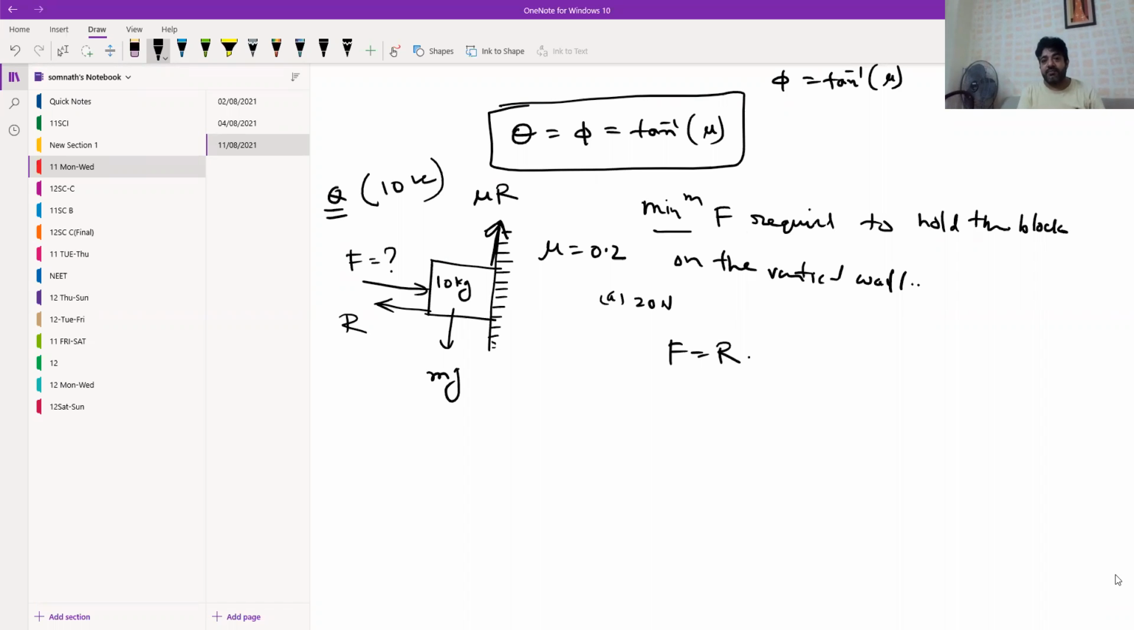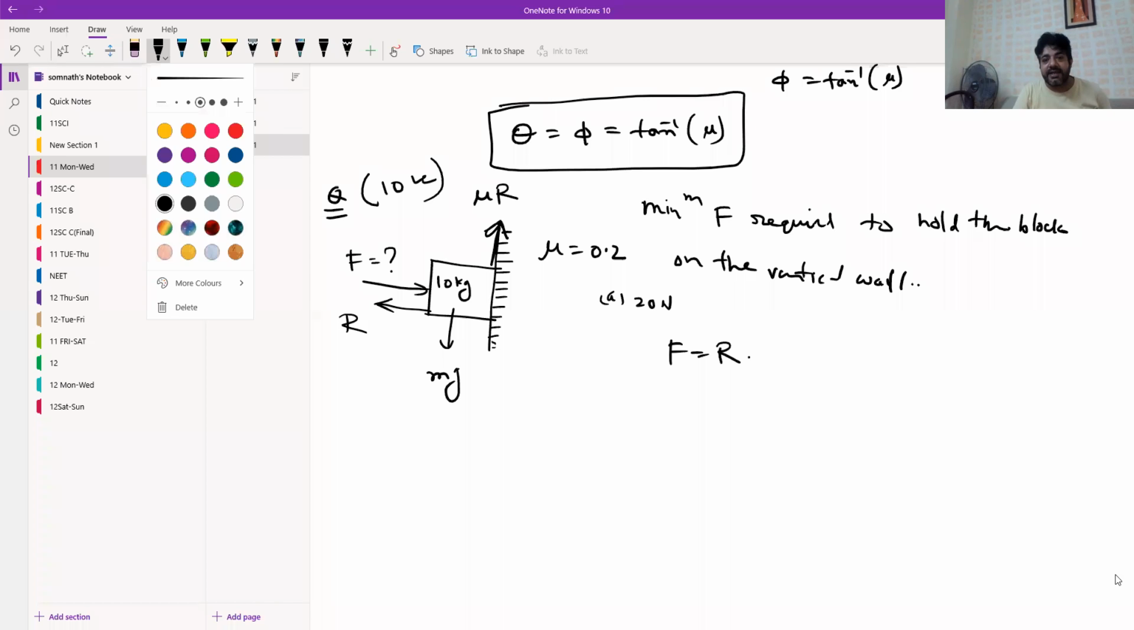See why they ask you minimum: if your frictional force is greater than mg, then it easily holds on the surface. But if the frictional force is less than mg, it will start moving downward. Yes or no? Yes, sir. So that's why I'm saying minimum. The examiner always asks you minimum force required. Why? Because minimum means you can equalize them.